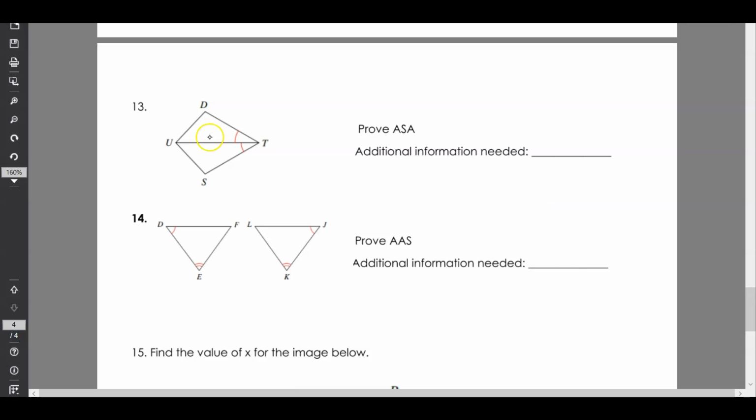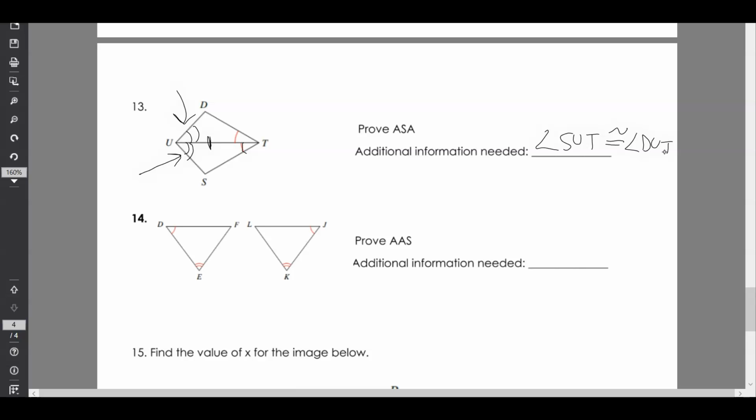Similarly here, it's touching, put a tick mark. For it to be angle, side, angle, I need that angle. Angle, side, angle, I need that angle. So the bottom angle, angle SUT, is to be congruent to angle DUT. Those two angles need to be congruent for it to be ASA.